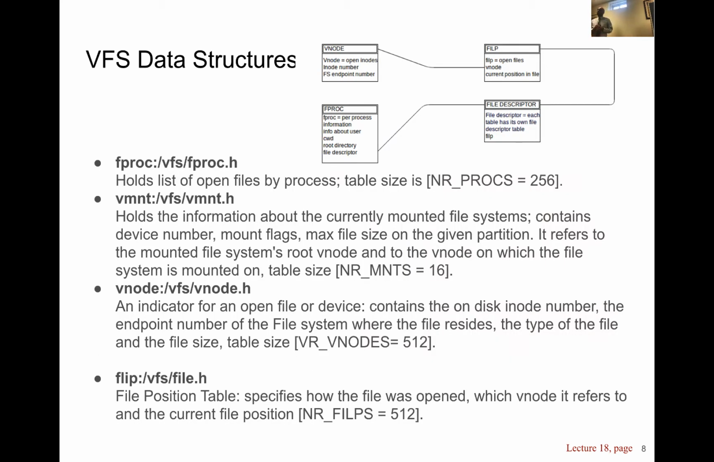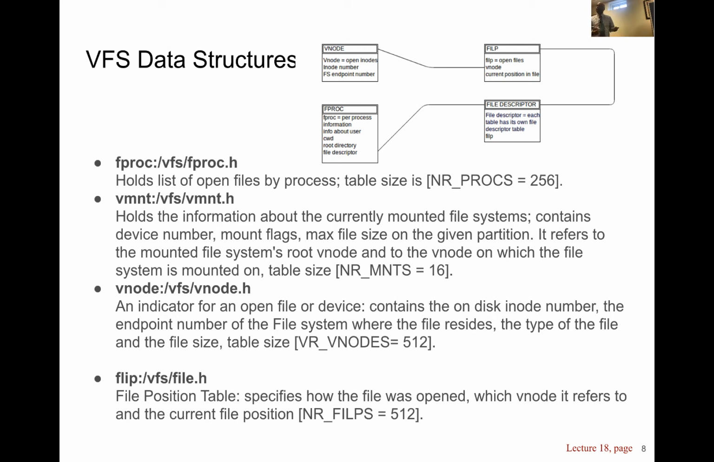Now, I'm going to also go through a little more detail of where some of the code for the VFS process resides. It is spread across multiple files, but all of them are in the VFS folder in the server's directory within the Minix source tree. So here are some of the key data structures that are shown on this slide. So there is fproc, there is vmount, there is vnode, there is filp, and there are a couple others on the next slide. So fproc is essentially our process file table.